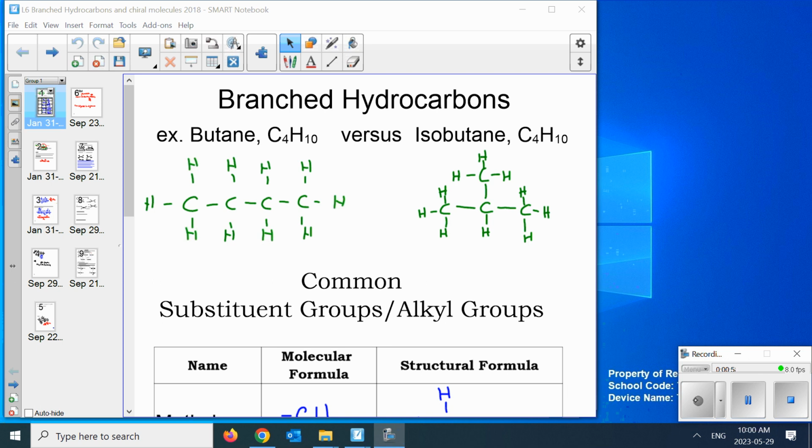Now, when I say branched hydrocarbon, this is where you have not just a straight line of carbon. That's something like butane. Whereas isobutane, you see it's really three in a row with one little attachment. You have to have a way to name some of these things. And actually, I don't know why I put that one up because that's a weird naming system.